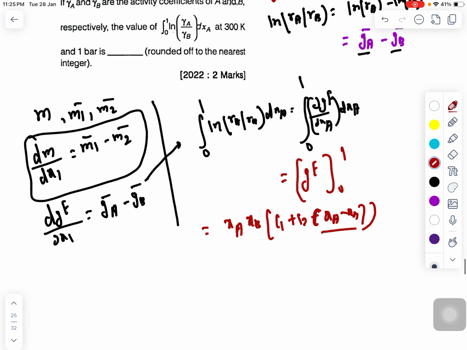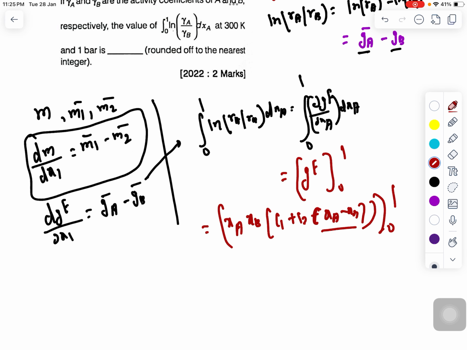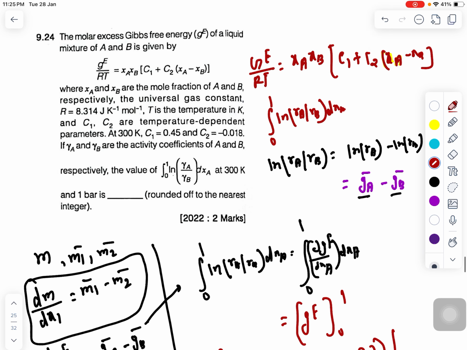So if you do this integration from 0 to 1, with xa tending to 0, let's say, and xa tending to 1, when xa tends to 0, that will be equal to 0. Is that clear? Directly. This question was looking very difficult, but you should understand the tricks behind the question.